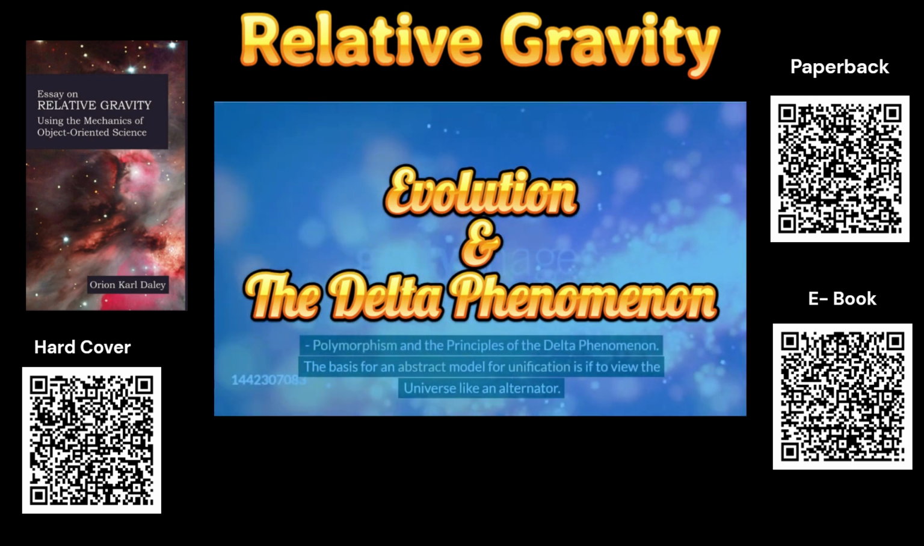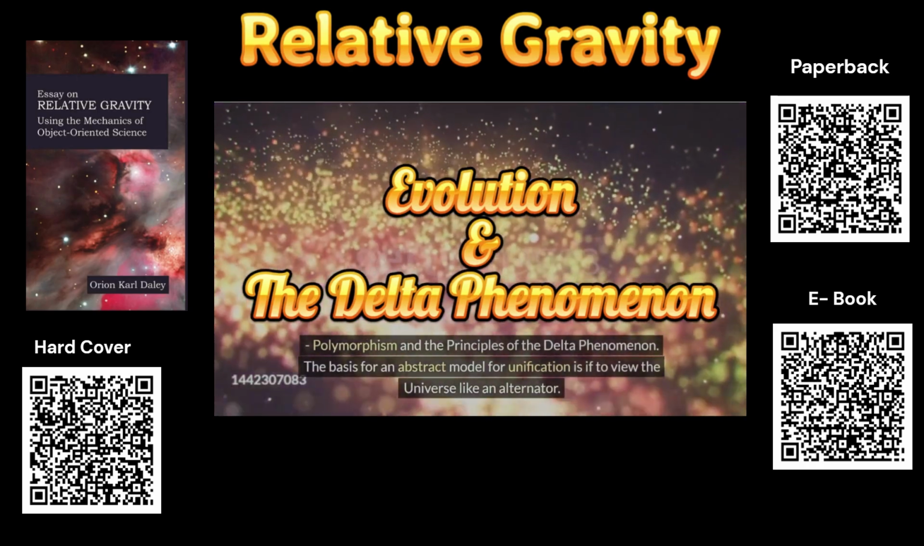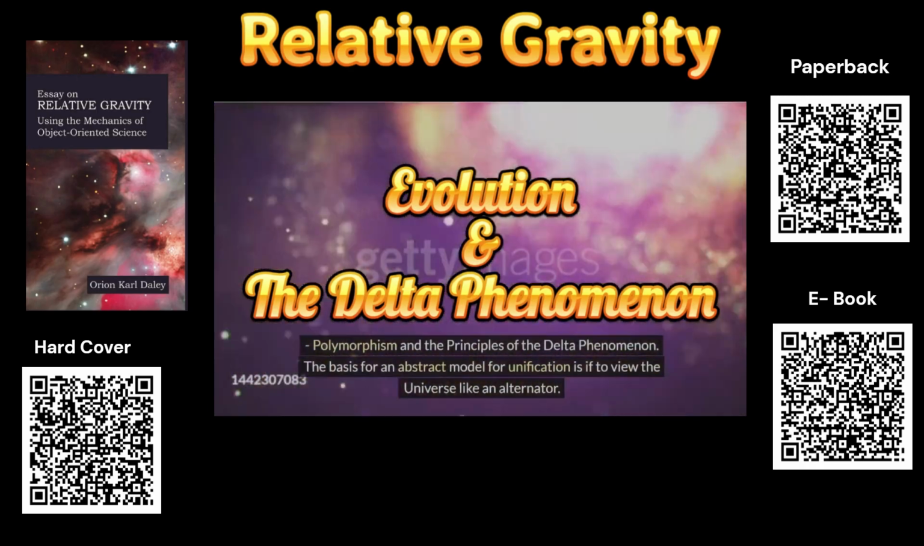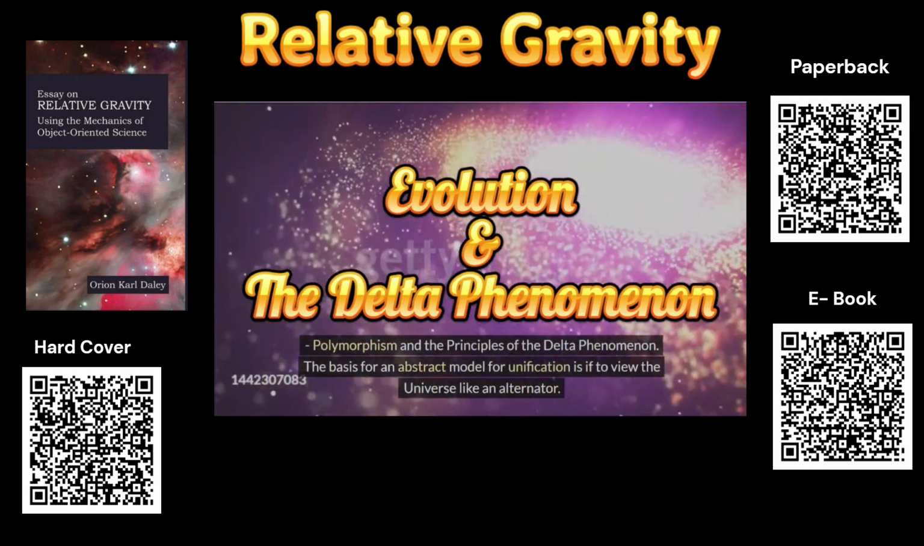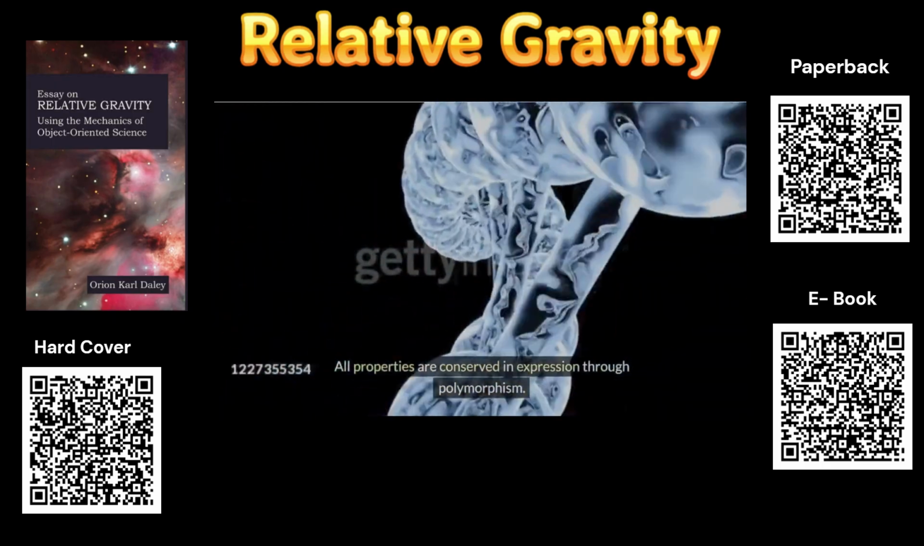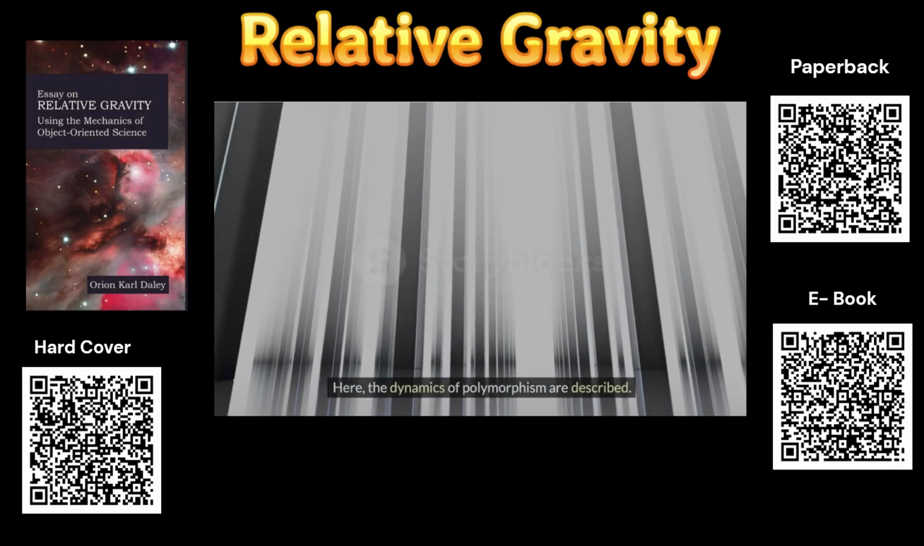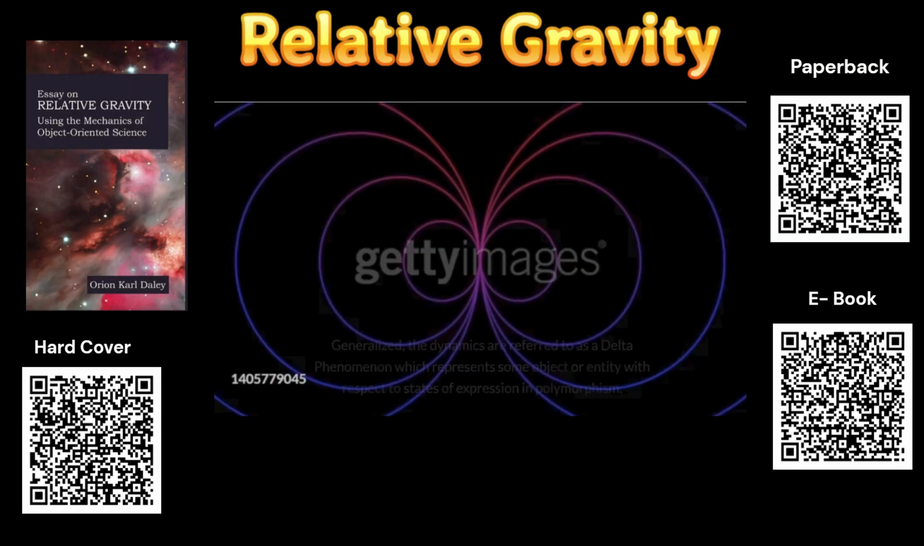Polymorphism and the principles of the delta phenomenon. The basis for an abstract model for unification is if to view the universe like an alternator. All properties are conserved in expression through polymorphism. Here, the dynamics of polymorphism are described.